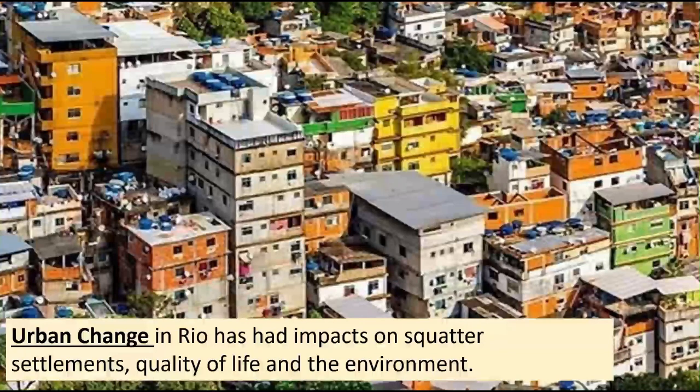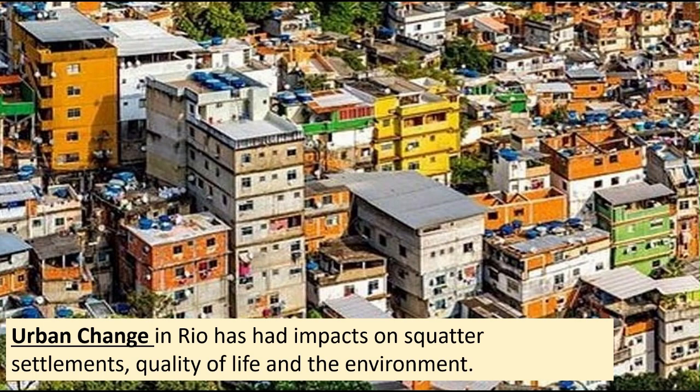Now, the key to this exam is understanding that urban change in Rio has had significant impacts on squatter settlements, quality of life, and the environment. Now, in Rio, those squatter settlements we call the favelas. A favela is an unregulated part of the city. As Rio urbanized quickly, these favelas started to pop up because the government of Brazil could not keep up with demand for housing, for services, for education, etc. And so these favelas began to pop up.